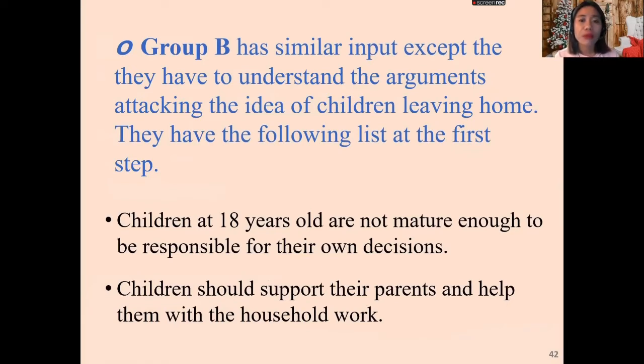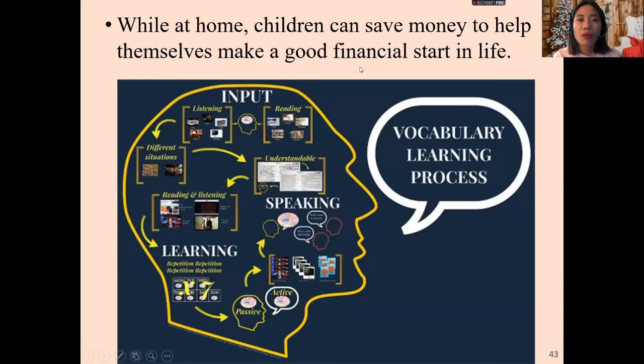They have the following list at the first step. Number one, children at 18 years old are not mature enough to be responsible for their own decisions. So the group B now is going to give the rebuttal. Children should support their parents and help them with the household work. And then, while at home, children can save money to help themselves make a good financial start in life.